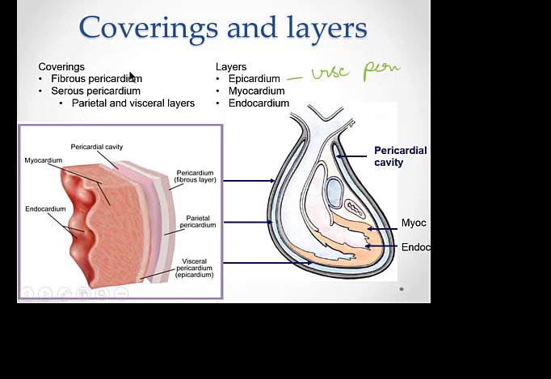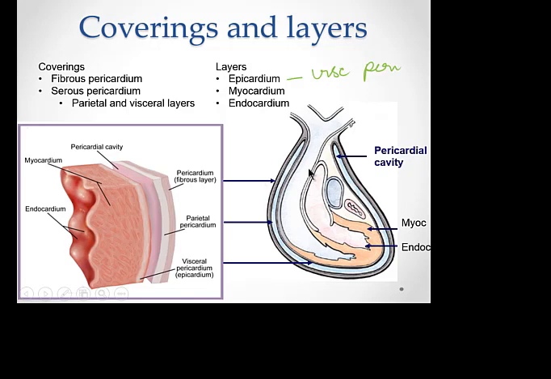So to review, the coverings are fibrous pericardium, which is a thick layer, and you can see it here, this outer gray part is the fibrous pericardium. Then inside the fibrous pericardium is this bag called serous pericardium, which gets divided into parietal and visceral layers. Parietal lines the inside of the fibrous pericardium, then gets reflected and becomes the outer surface of the heart, where it's called the visceral layer, but is also known as epicardium. In between the parietal and visceral layers of serous pericardium, that's where the pericardial cavity is.